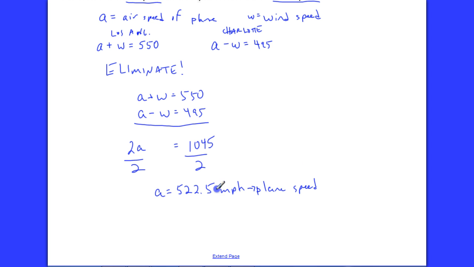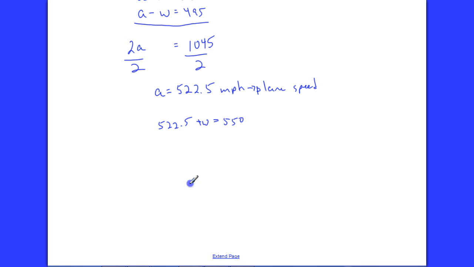And then let's take that and solve for the other variable, which is W. So I will substitute it into this equation because I think that would probably be the easiest. If I have 522.5 plus W equals 550, I'm going to subtract 522.5 from both sides, and we know how to do that. It comes out to be 27.5 is the average wind speed.